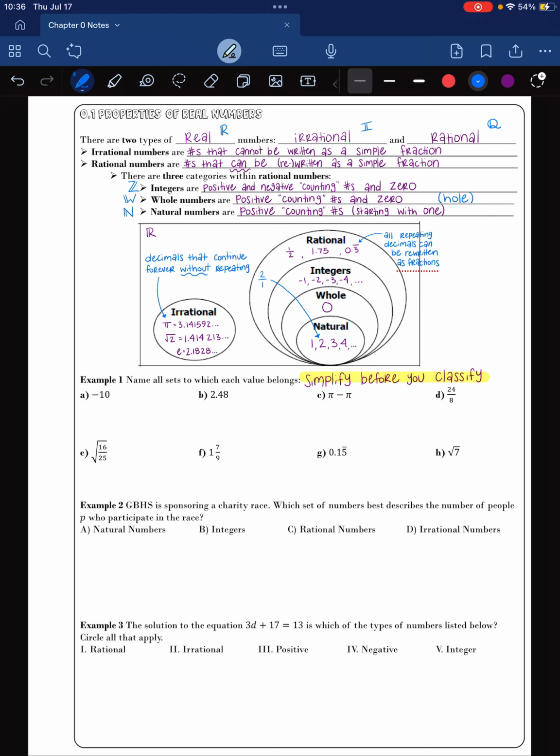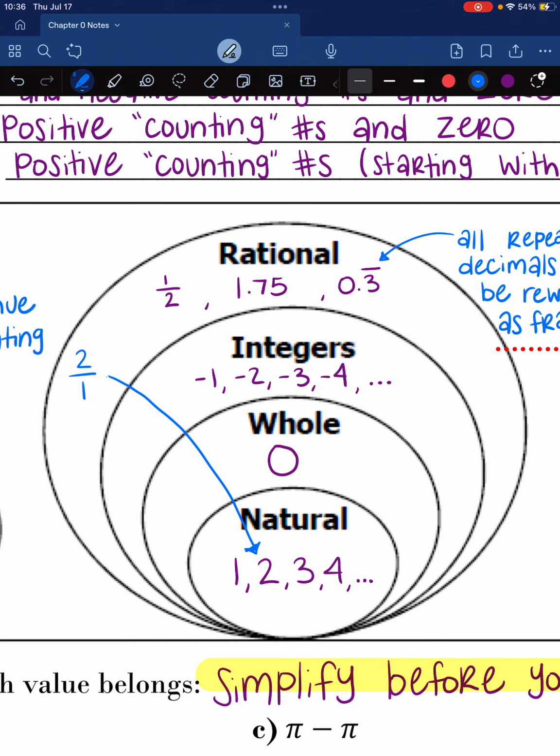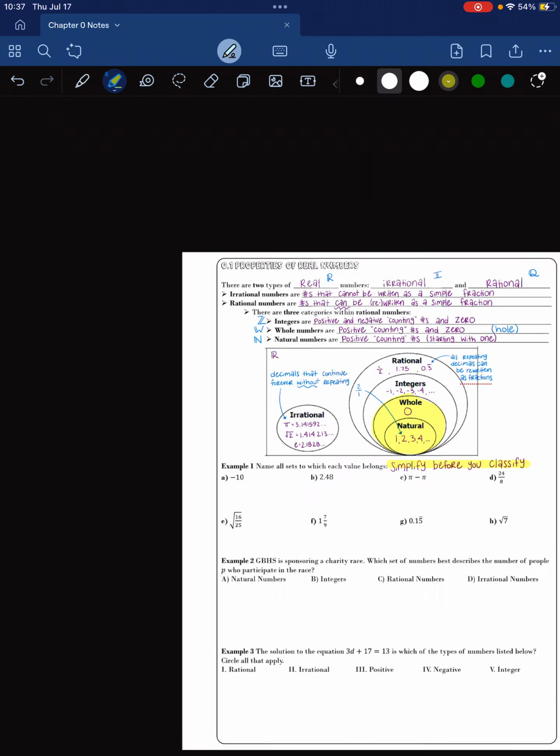Okay, so there's our classification. Hopefully you can see on this Venn diagram, even though whole numbers do include 1, 2, 3, 4, those are already in this circle. If we notice this circle of whole numbers, it wraps around the natural numbers too. So 1, 2, 3, and 4 are included. We just don't have to list them again because they're already inside that circle.